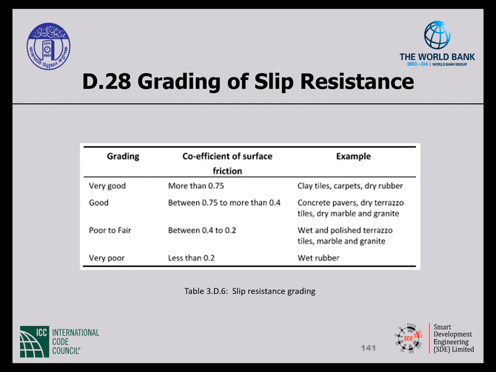A good grading would have a coefficient of surface friction between 0.75 and 0.4, and this would be concrete pavers, dry terrazzo, dry marble, and granite. A poor to fair grading would be between 0.4 and 0.2, and this would be wet and polished terrazzo tiles, marble, and granite. And a very poor grading would be less than 0.2 coefficient of friction, and that would be wet rubber.